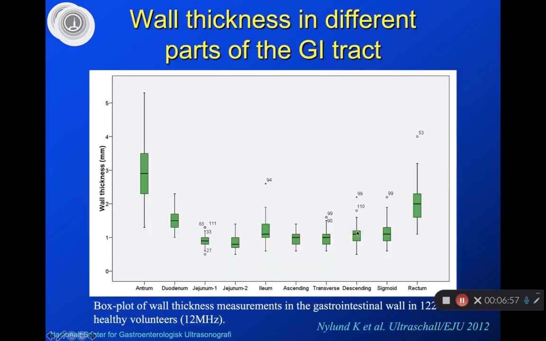The wall thickness in different parts of the GI tract can be depicted in a diagram like this. And mind you, the thickest part is in the antrum and in the rectum, and of course also in the sphincters. However, be aware that the intestines between these 2 outer points are really thin, usually between 1 and 2 millimeters. And using ultrasound, you're actually able to observe this and also measure the size of the wall thickness.